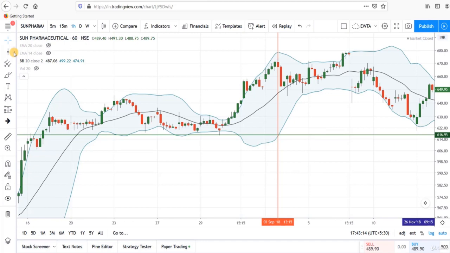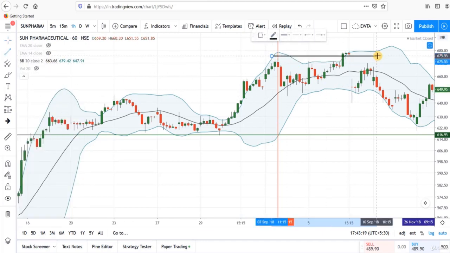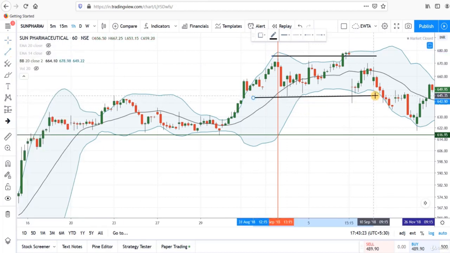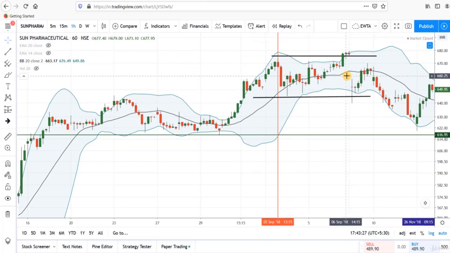If we want to draw support and resistance lines, then you can see prices are moving between these two lines. And see, they are sideways. So we shouldn't trade the stock if prices are moving in this range. Now some people say when Bollinger Bands move sideways, then we can buy the stock when prices touch the upper band and we can sell the stock when prices touch the lower band.